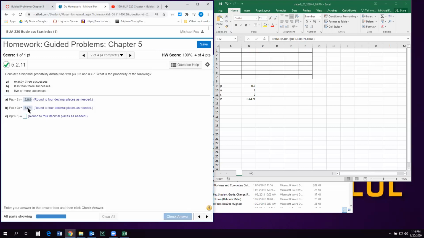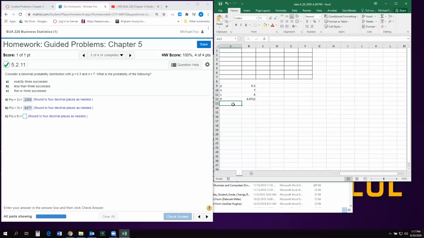All right, and the last one is the probability that x is greater than or equal to 5. So this is tricky because, as I've already said, when we put true in here, it tells us the probability of that number or less. If I put 5, that's going to tell me the probability that out of 7, we have either 5, 4, 3, 2, 1, or 0 successes. But it doesn't tell me 5 or greater. So what I have to do is put in 4, and that will tell me the probability that it is 4 or fewer successes: 4, 3, 2, 1, or 0 successes.